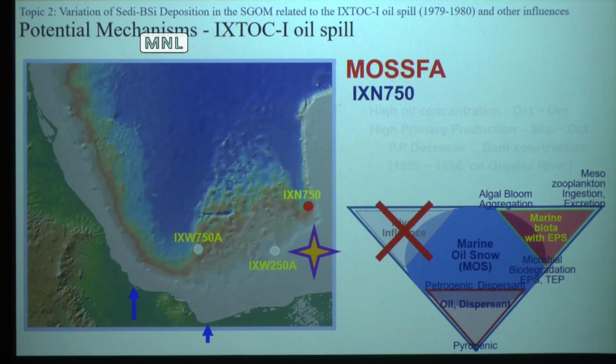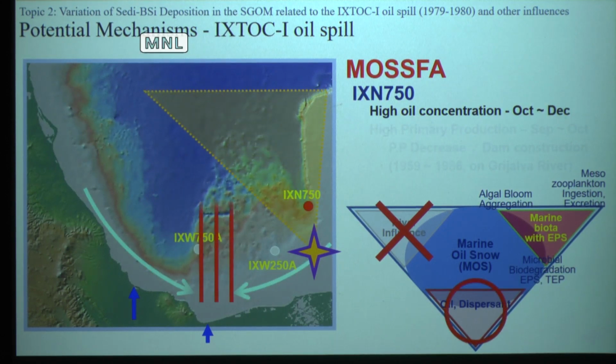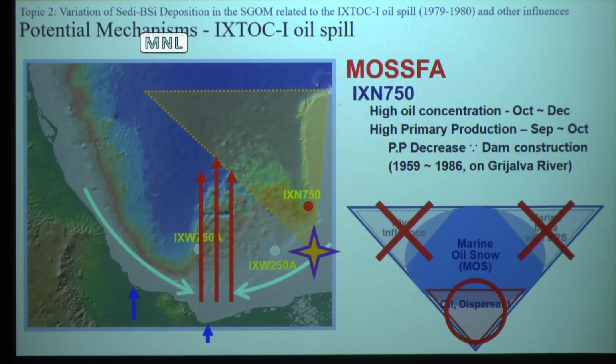And also in the IXN750 case, high oil concentration was found in the area including IXN750 during October to December, and high primary production happens September to October. So these two periods overlap each other, but the primary productivity decreased because of the dam construction on the Grijalva River in 1959 to 1986. And also, as I said, clay-sized mineral input is limited in this area. So it is expected that IXN750 also doesn't have a suitable environment for the MOSPA event to happen.